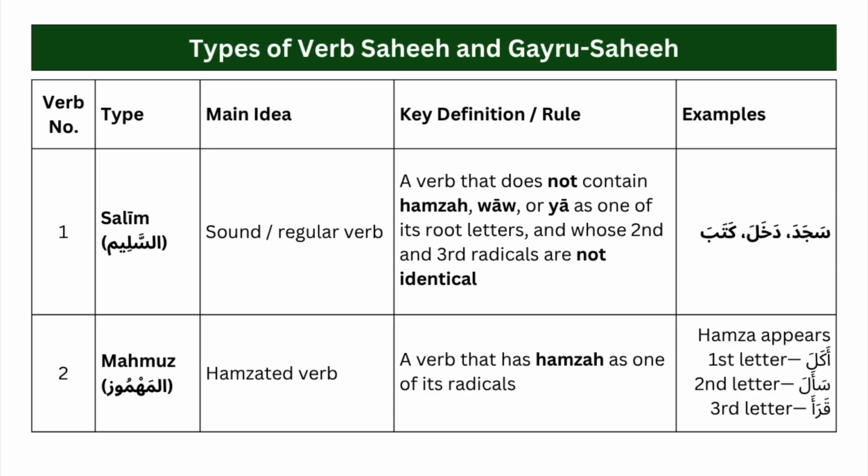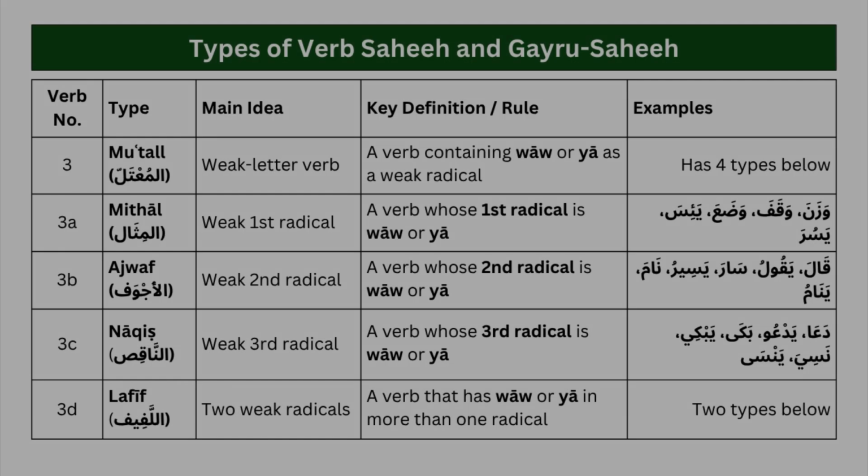The second type is mahmuz, the hamzated verb. This is the family we are going to focus on in the main part of the lesson. A mahmuz verb is a verb that has hamza as one of its radicals. The hamza may come as the first radical, as in akala, or the second radical, as in sa'ala, or the third radical, as in qara'a. So the simple idea is this: if one of the root letters is a hamza, the verb belongs to the mahmuz family.